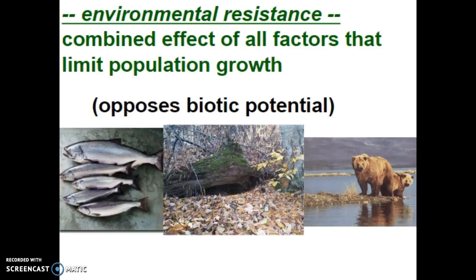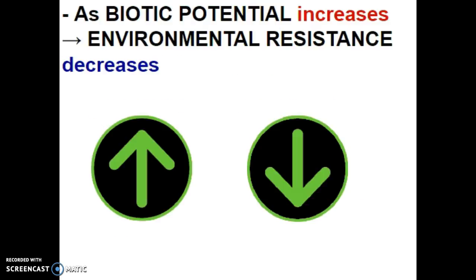Environmental resistance is the combined effect of all of the factors that limit population growth. So environmental resistance opposes biotic potential. So there are only so much food, space, shelter, and mates for organisms in a population. And those members that can overcome all of those limits and still be successful, they have environmental resistance. So as biotic potential, that maximum reproductive rate, increases, environmental resistance will decrease.